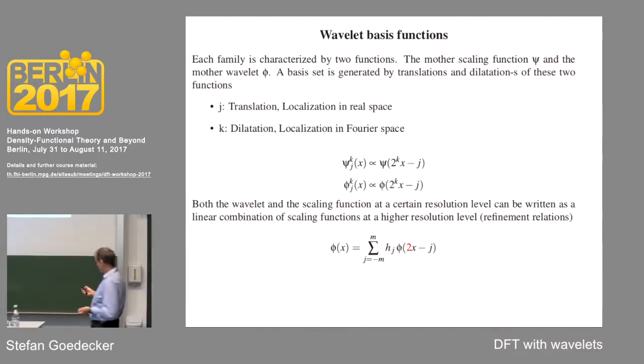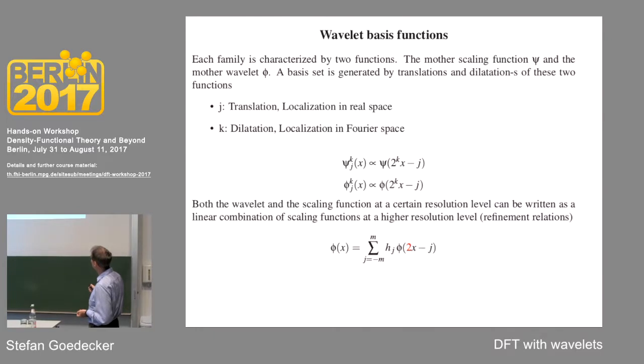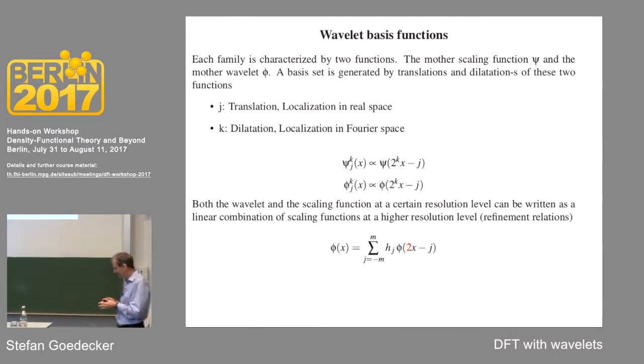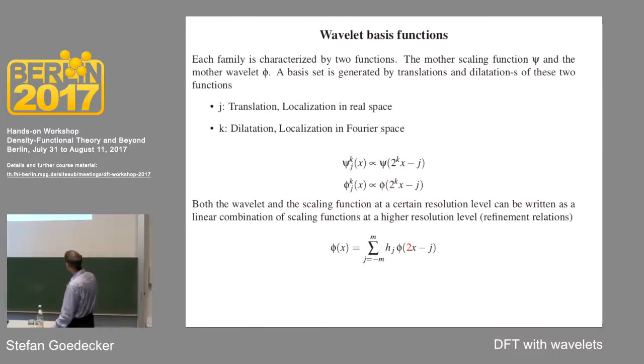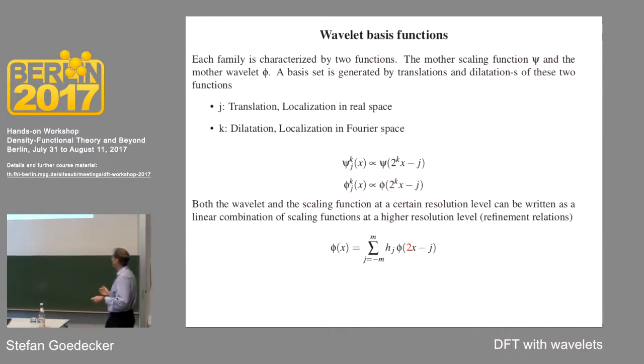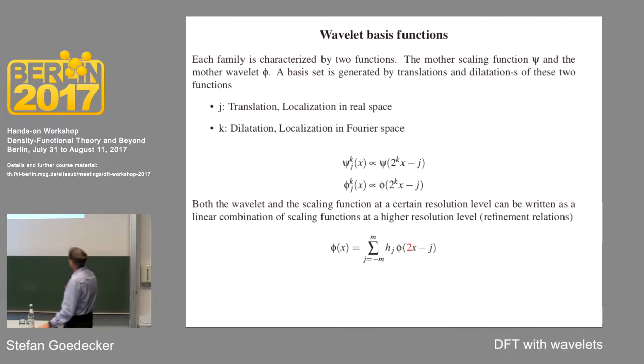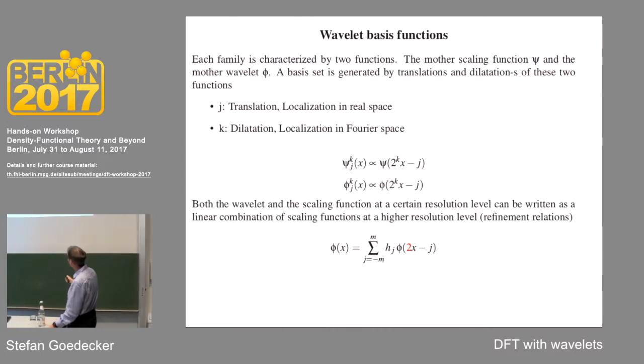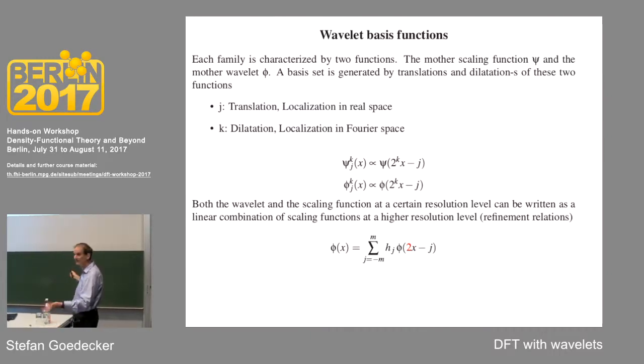Now, to get a basis set, you consider all translations and dilatations. Translation is obvious. Dilatation means that you compress your function. So that's this index k here. If k is large, then this function will vary rapidly. That means it has high resolution. And if it's varying rapidly, it corresponds to high frequency Fourier components. So we can say k is some kind of measure in Fourier space. Whereas the j is just the point on this Cartesian grid that I have shown before, where this wavelet is localized.